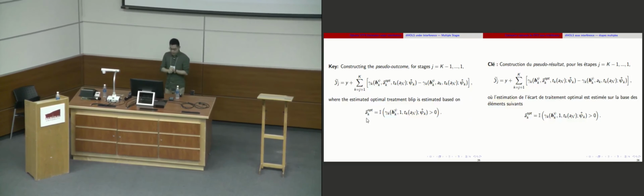So we solve the problem from the last stage. For the final stage, the observed outcome is the pseudo outcome. And for the previous stage, we construct this Y tilde here as the pseudo outcome. This pseudo outcome is constructed using the optimal A_K, that's the optimal treatment rules that we learn from our model. Okay.